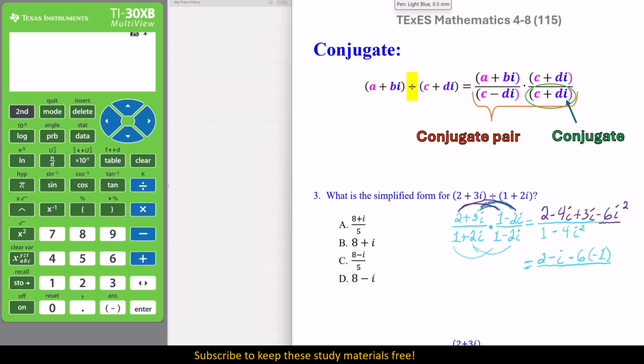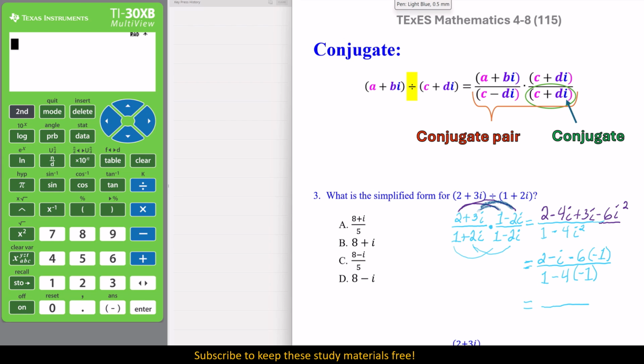Then our denominator, well, that is 1 minus 4, and the i squared gives us negative 1. So at least we can quickly see the value of the denominator. A negative times a negative is positive. That's a positive 4. Plus 1 is 5. Now, you could put it in the calculator if your numbers just get too wild.